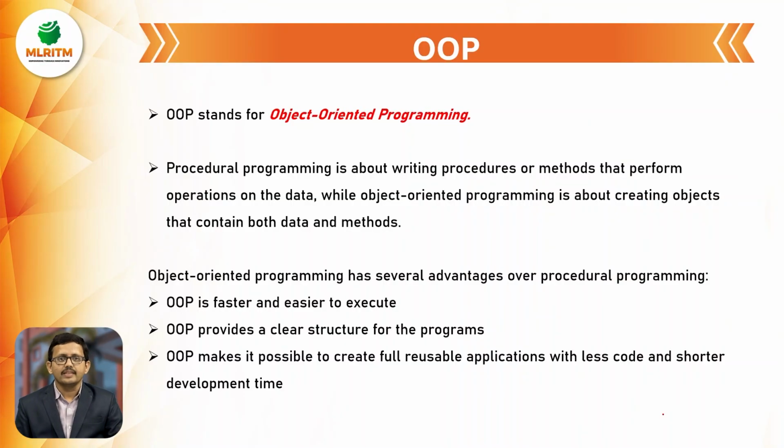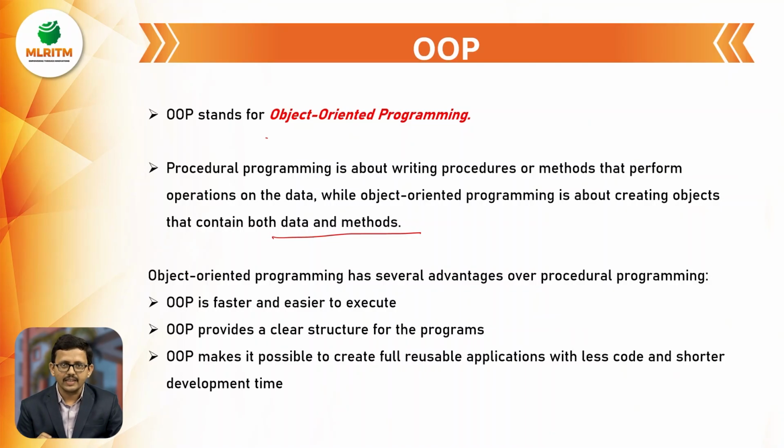So, in order to understand Java, first we have to learn what object-oriented programming is. OOPs stands for Object-Oriented Programming. Procedural programming like C, which we have previously studied, deals with procedures and methods that perform operations on the data, while object-oriented programming is about creating objects that contain both data and methods. Data and methods. Okay.